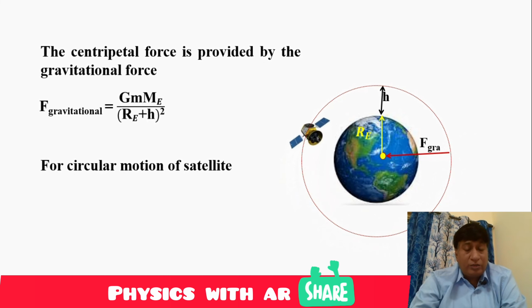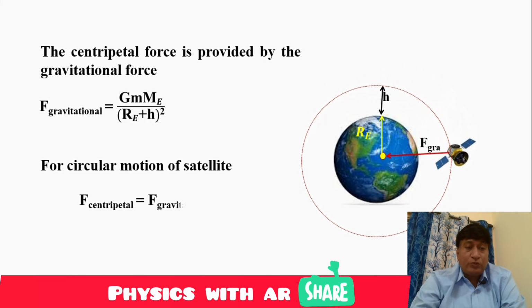So for circular motion of a satellite, the centripetal force is equal to the gravitational force. By equating both equations, we get v square is equal to G M_e by (R_e plus h). Here you can see that m and m get cancelled. I required only the v square value.